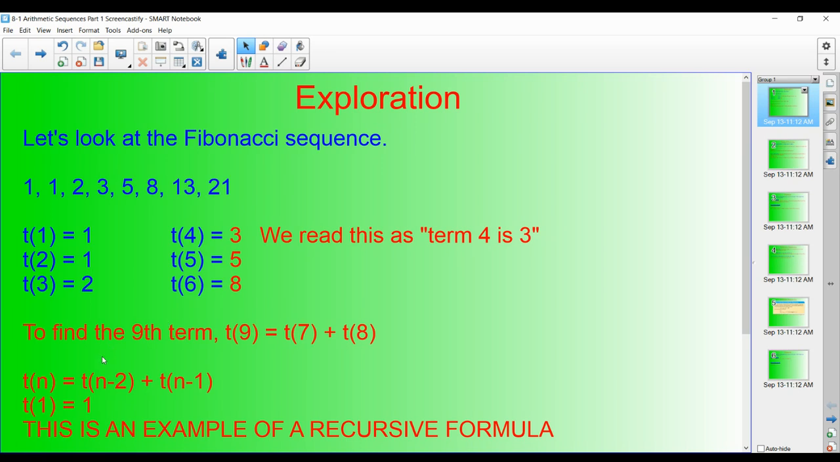So the way to write this equation, and we're going to learn that this can only be written with a recursive equation, is that to get a number, we have to add the two terms before it. So, for example, to get the ninth term, we'd have to add the 9 minus 2, the seventh term, and the eighth term. And we'd also have to give a starting point. And we'll get to the recursive formula momentarily.